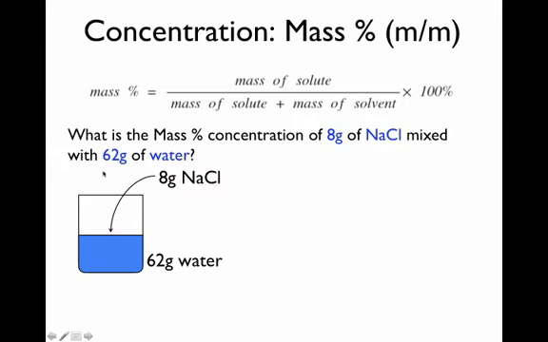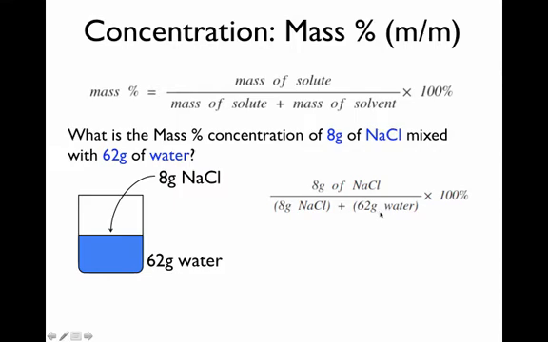So let's go back to this original question. What's the mass percent concentration of 8 grams of table salt mixed with 62 grams of water? Well, according to this equation, the solute is the table salt. That's the stuff that's dissolved. So the 8 grams of table salt will go in the numerator. It will also go in the left side of the denominator here. So I'm showing that here, 8 grams of table salt in the numerator. It's also on the left side of the denominator.